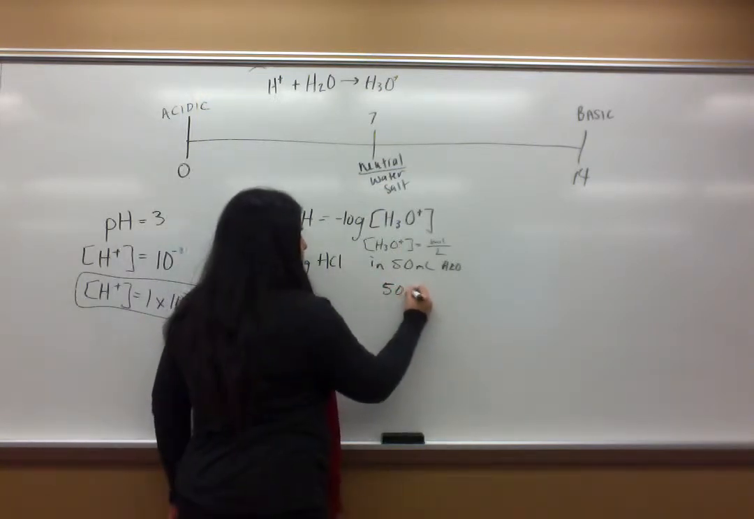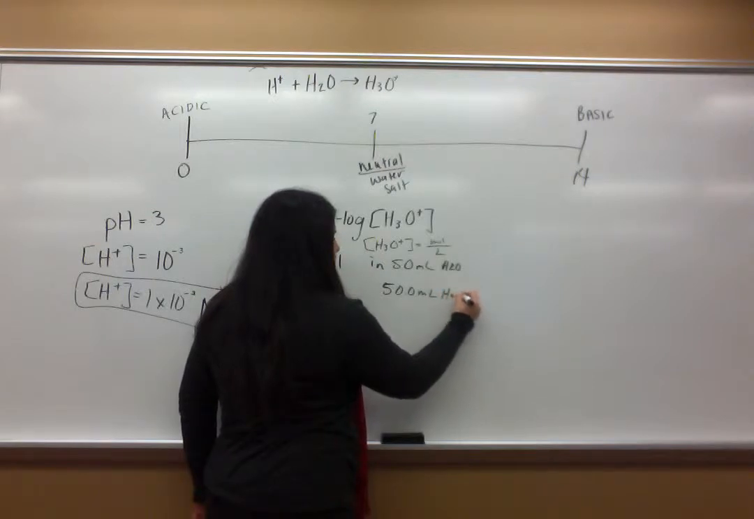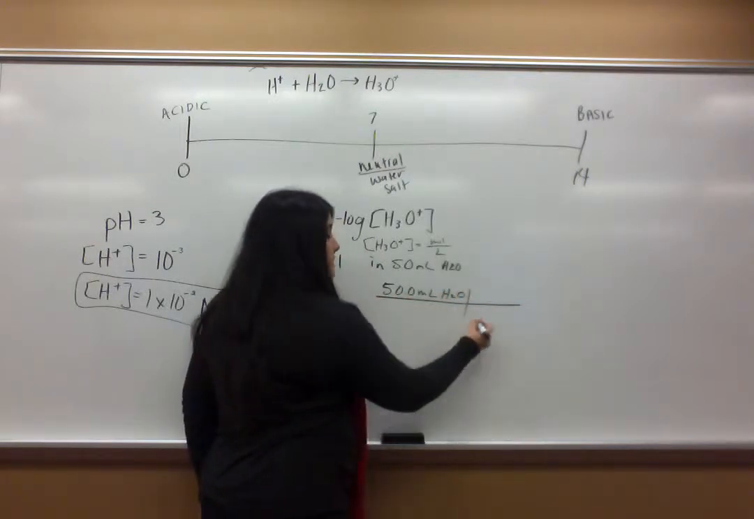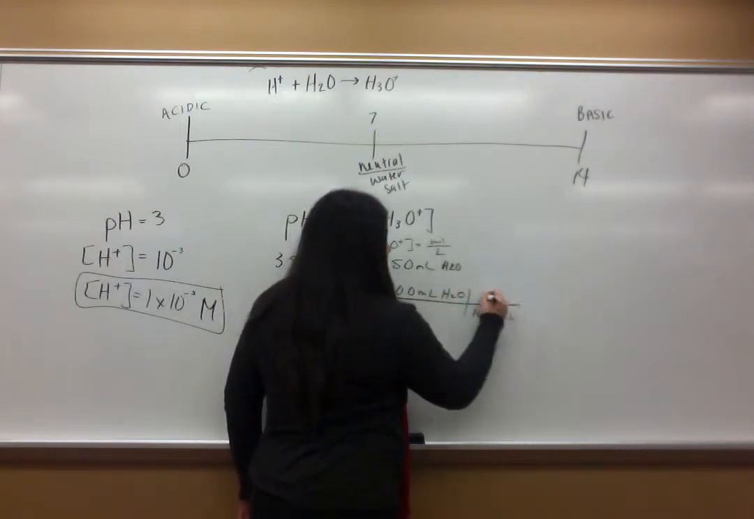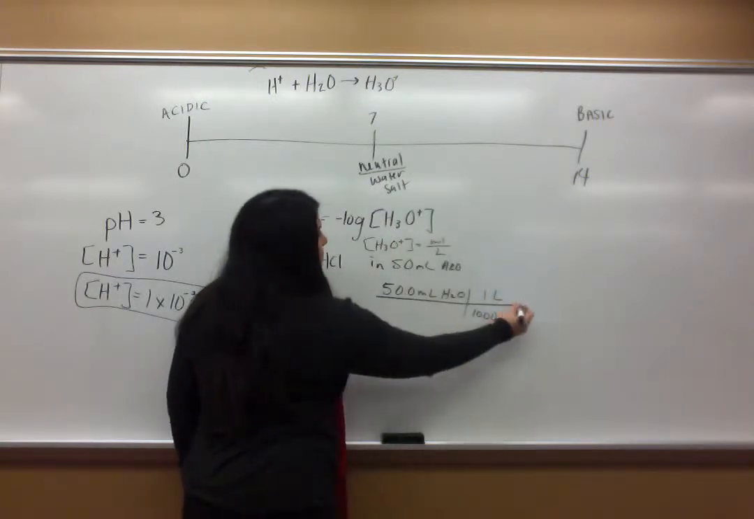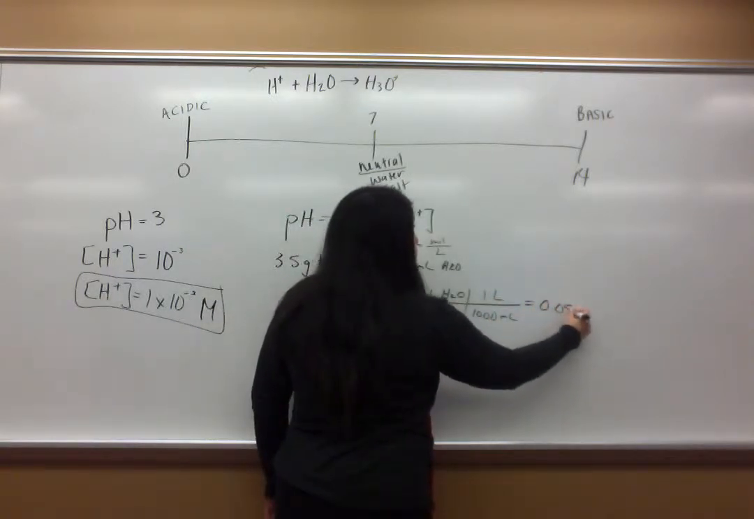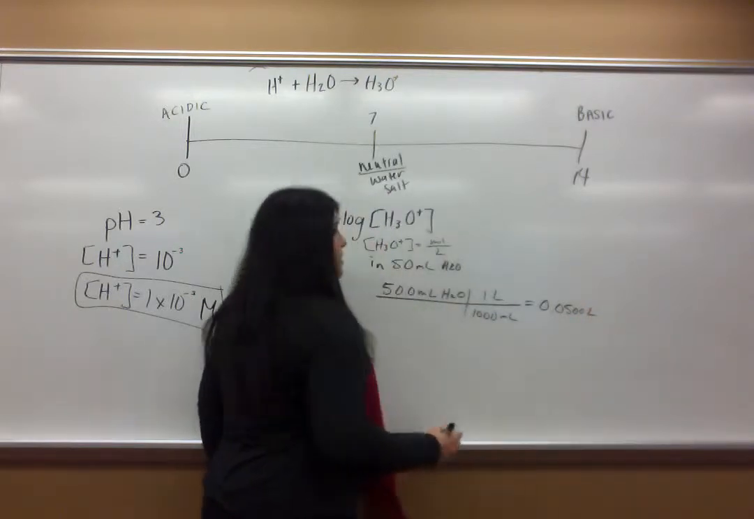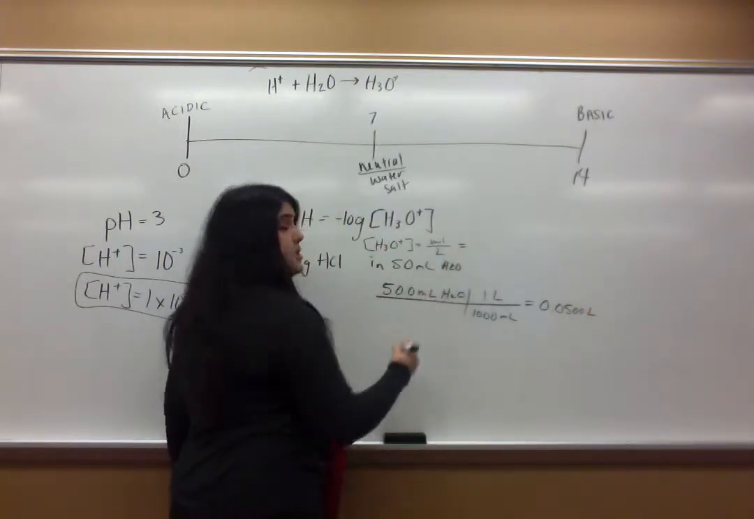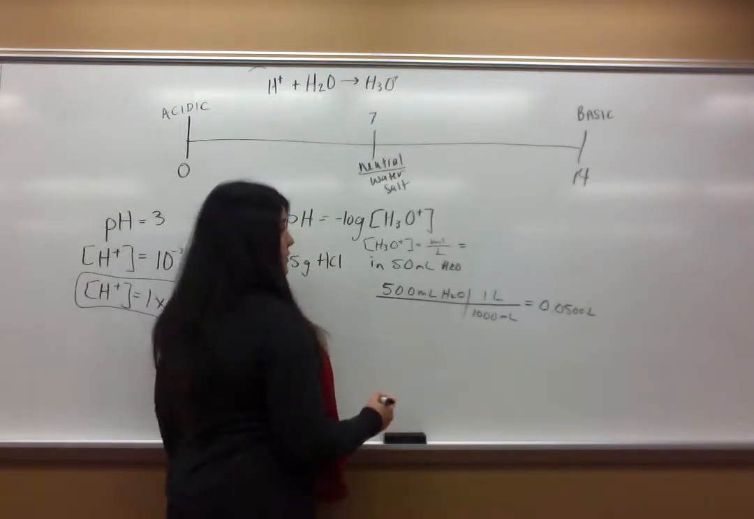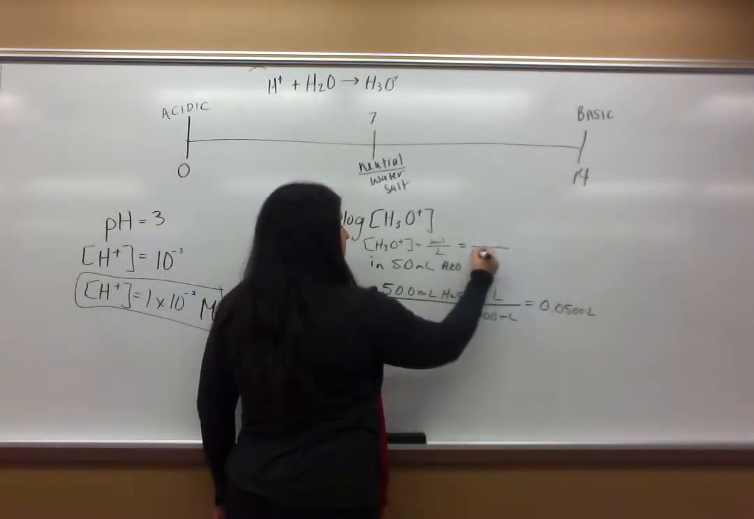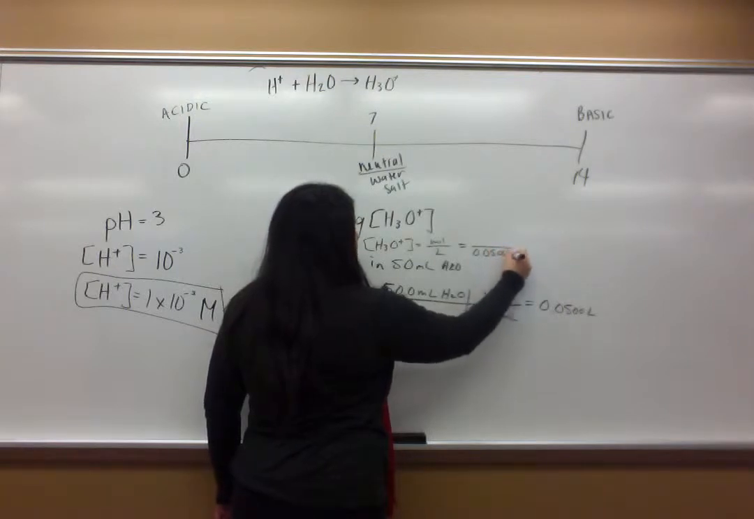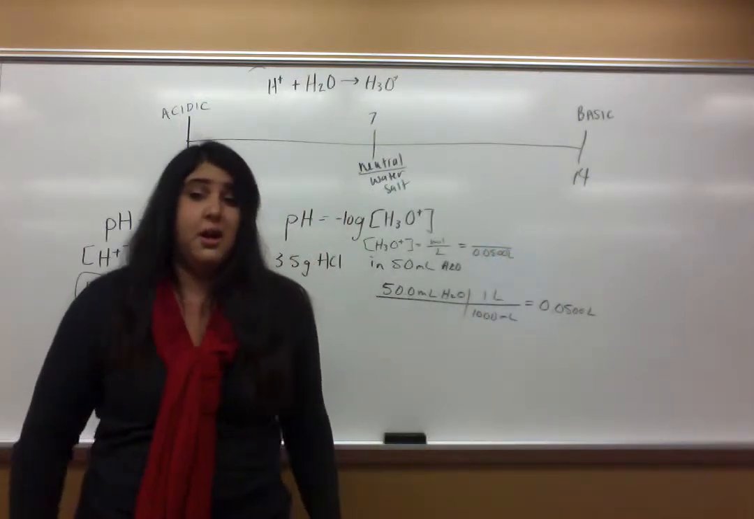My 50.0 milliliters of solution, or water in this case, for every 1,000 milliliters, I have 1 liter of solution, so I end up with 0.0500 liters of solution. So, my concentration of H3O+, I can now solve at least for my liters. I have 0.0500 liters and question mark on moles.